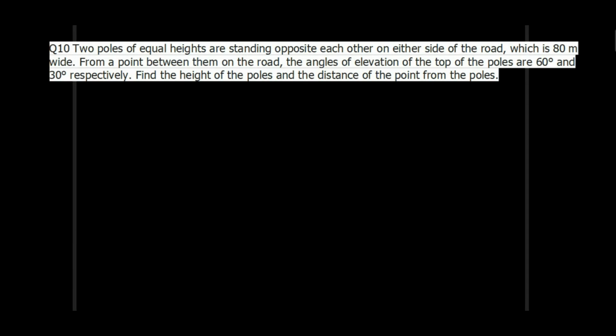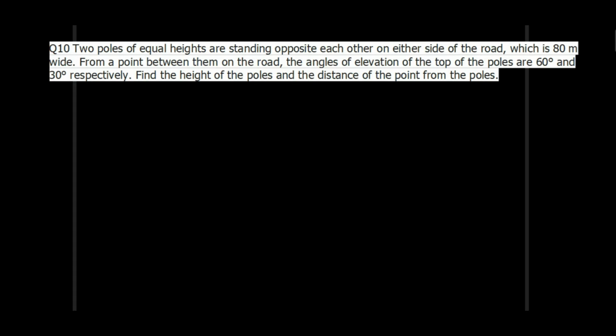Question number 10, exercise 9.1, applications of trigonometry, class 10. Question number 10 says, two poles of equal heights are standing opposite each other on either side of the road, which is 80 meter wide. From a point between them on the road, the angles of elevations of the top of the poles are 60 degree and 30 degree respectively.